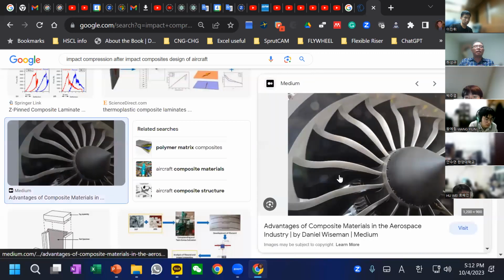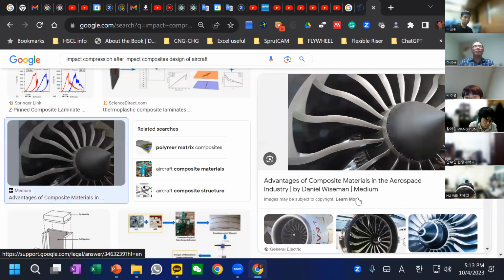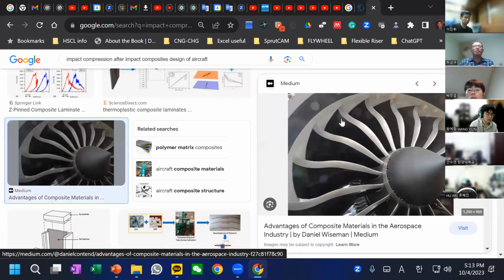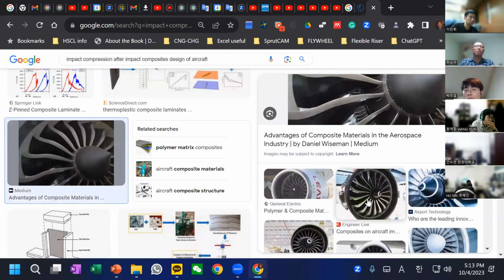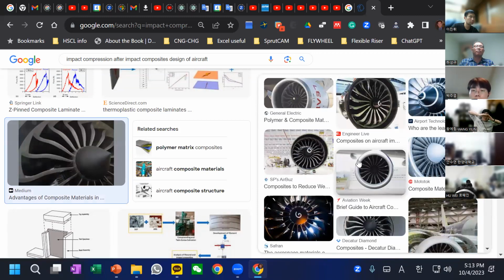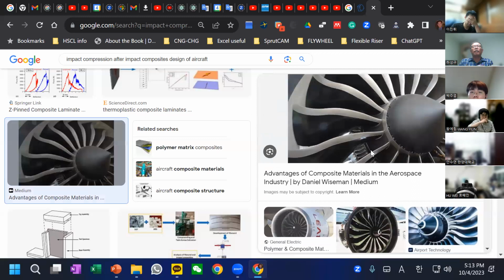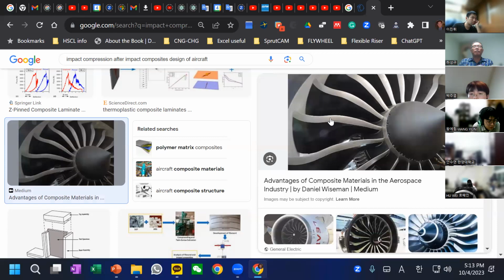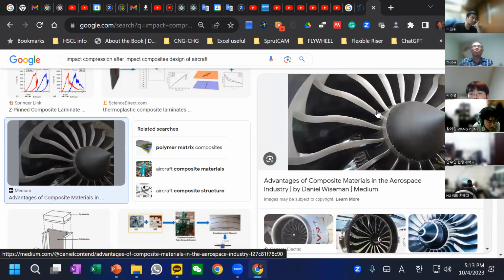Well, this one is the fan blade. The aircraft has engines, and this engine fan blade is all made of carbon composites. This is a very important application of composites. This composite fan blade, engine blade, revolutionized aerospace and aircraft technology. So strong on impact, so light and so powerful.